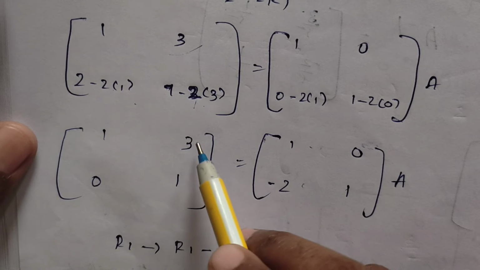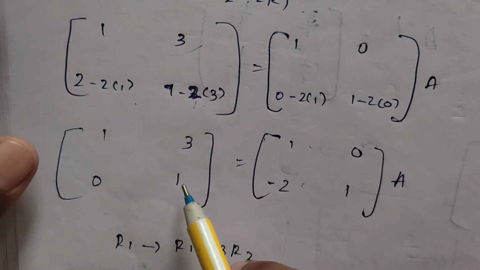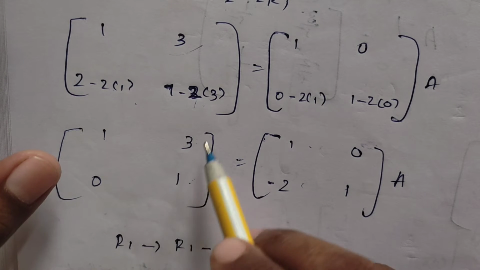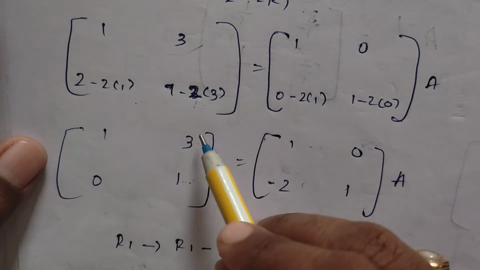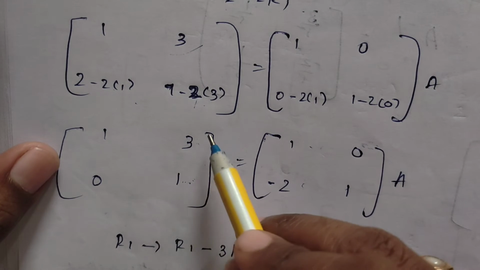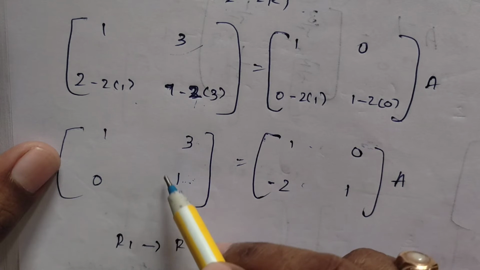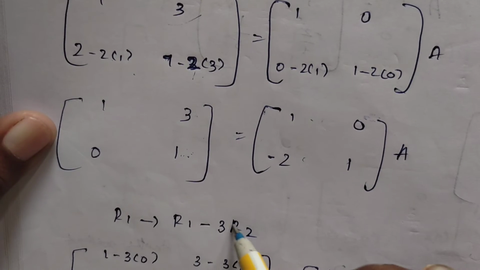Your step 4 is you should make this element 0 with the help of R2. With the help of R2, how will you make it? 3 minus 3 will give you 0. Therefore, this should be multiplied by 3. R2 must be multiplied by 3. So that is what is done here.